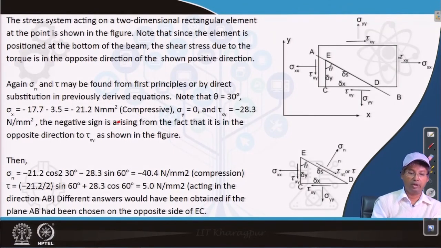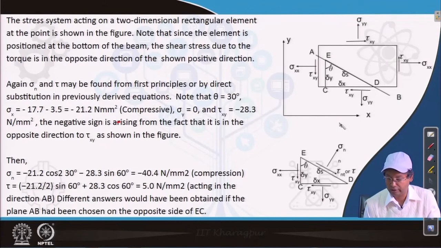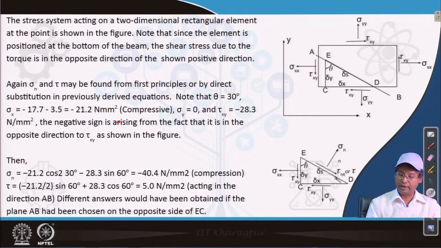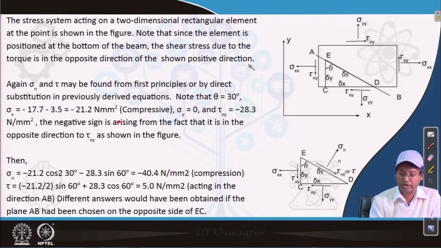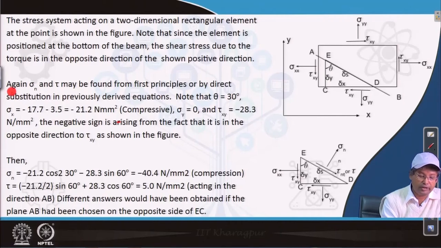we observe that the stress system acting on a two-dimensional rectangular element at the point is shown in the figure. It is the same figure we are considering, we do not have any problem, only it is said that this angle is 60 degree. Instead of specifying this angle in the problem, this angle is specified. Note that since the element is positioned at the bottom of the beam, the shear stress due to the torque is in the opposite direction of the shown positive direction. So, tau is acting in this direction.